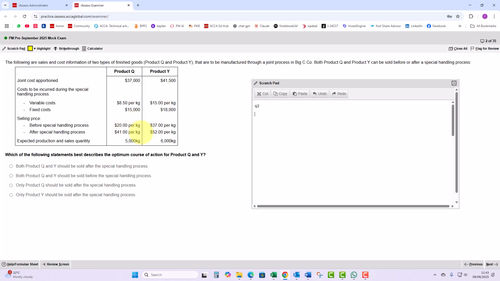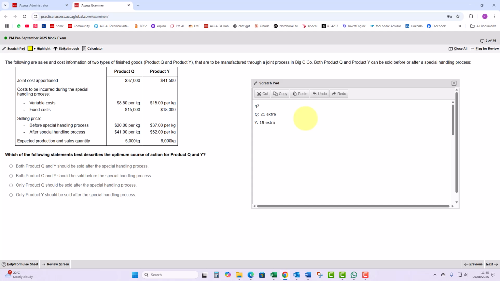What would drive me here is I can see the before and after prices are done per kilogram. I've got kilograms down here and I've got fixed costs, and then the variable costs are per kilogram. So what I would do is convert the fixed costs into a per kilogram amount, add it to the variable cost, and if it's less than the additional $21 I get here or $15 we get here, yes, if it's less than that, then it's worth doing the additional. If it's more than that, then it's not worth it. So for Q, we're getting 21 extra. For Y, we get 15 extra.